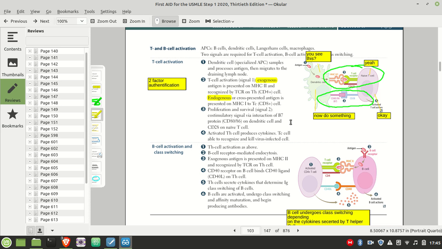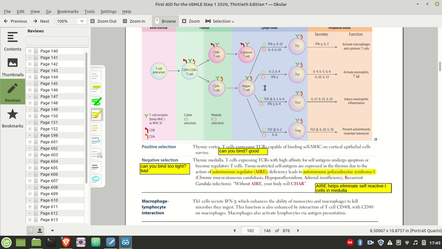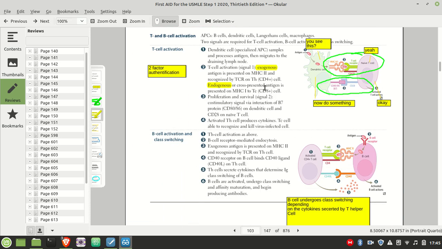Alright. Again, exogenous things are presented on MHC2, CD4 positive. Endogenous things, CD8 positive, MHC1, and those are your killer T cells. Okay.